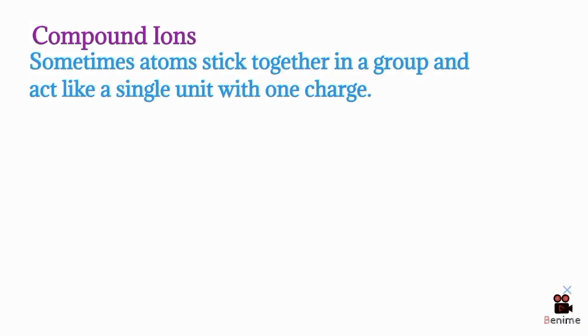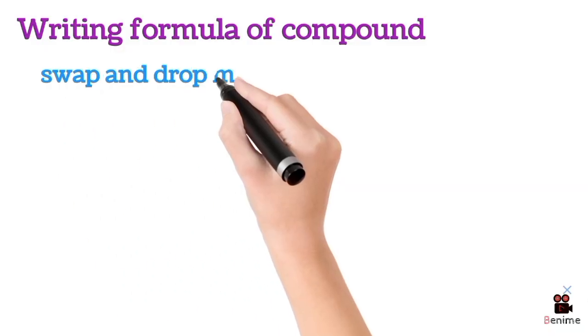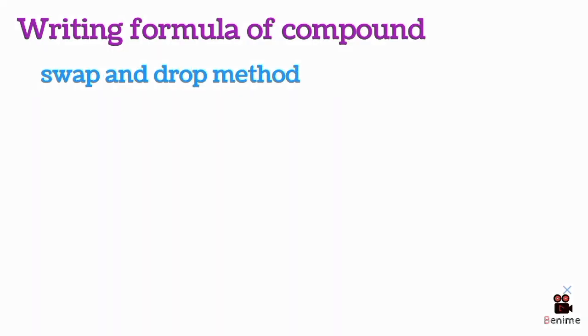Now we will learn the compound ions. Sometimes atoms stick together in a group and act like a single unit with one charge. Treat these like a single block. For example, hydroxide, OH-, sulfate, SO4 2-, nitrate, NO3-, carbonate, CO3 2-. Now, the best and easiest way to write a formula is the swap and drop method.